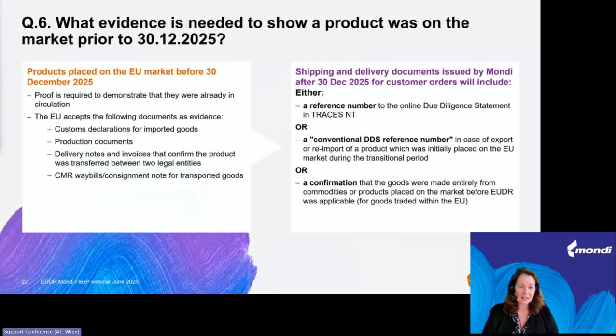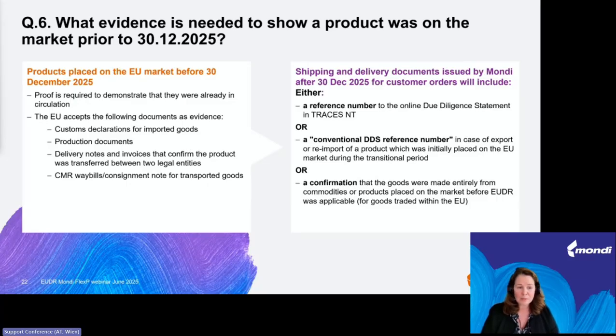So if we say you don't have to have all of the obligations in this transition period, then of course the next logical question is, well, how do I show, what's the evidence that I need that a product was on the market, or the raw materials to make that product was on the market before the 30th of December this year, so that you have that simplified requirements.